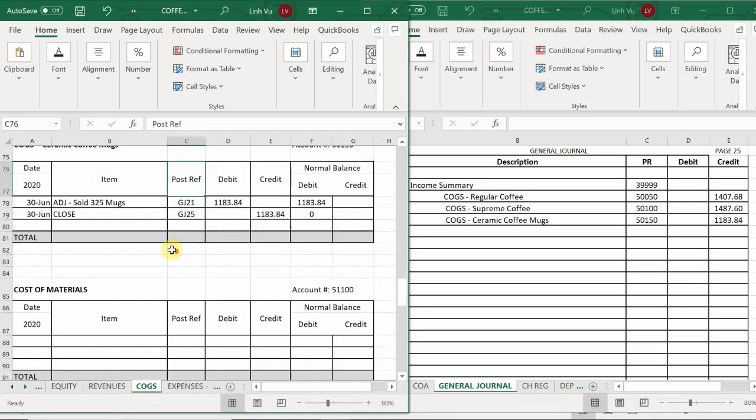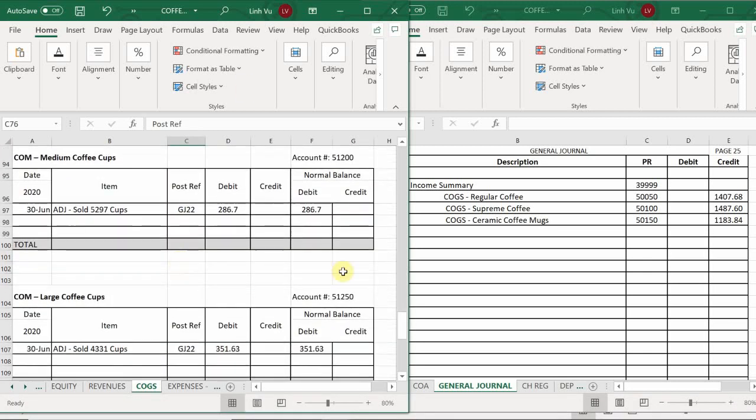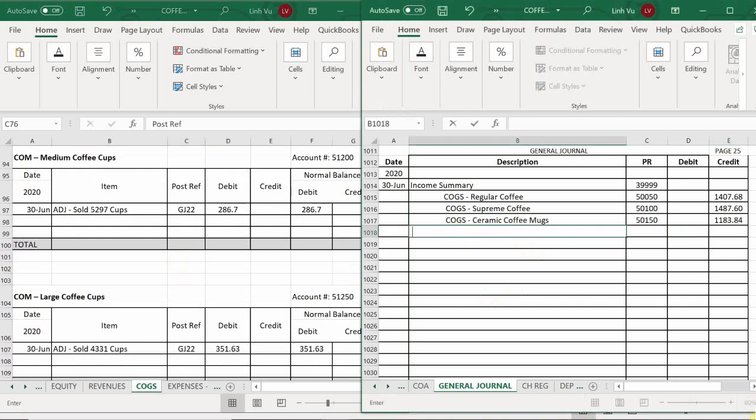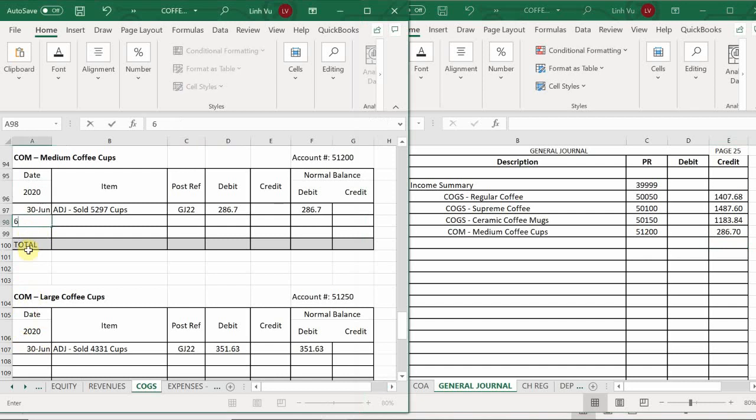So let's see what's next. We got the cost of materials. The first account we have is cost of materials for the medium coffee cups, which is account number 51200. And how much am I going to credit my account for? The 286.70. Good. All right, so let's go ahead and zero that out.